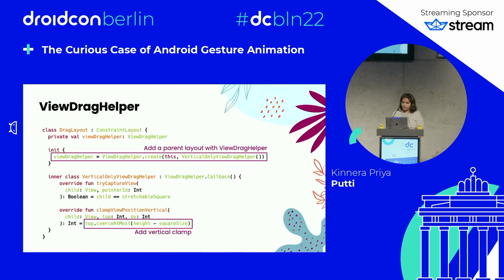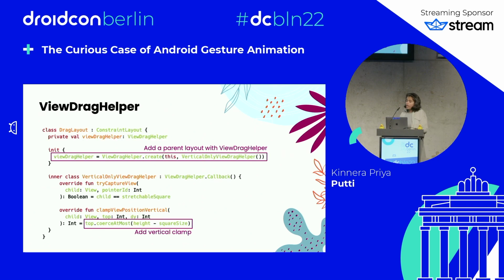First, we're going to create a ViewDragHelper, add a parent layout with this ViewDragHelper, and extend the callback for the ViewDragHelper. Now, this has a lot of functions that are really useful. What we're going to start with is tryCaptureView. We don't want to use the drag gesture when the touch is outside the square. So we're going to override this method to capture the view when the pointer ID is within the given square.